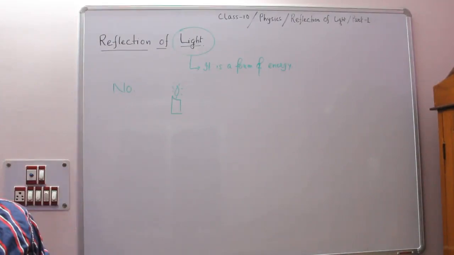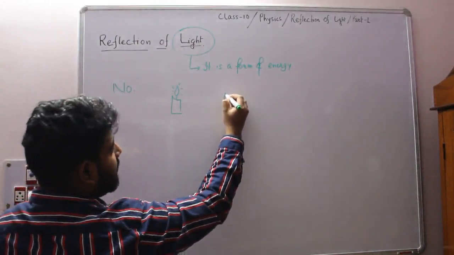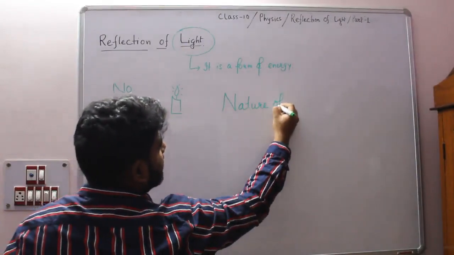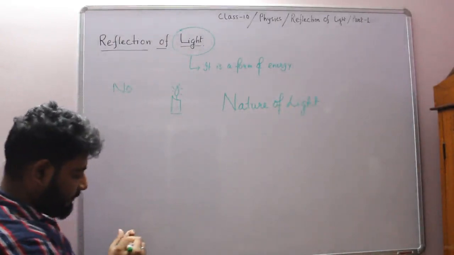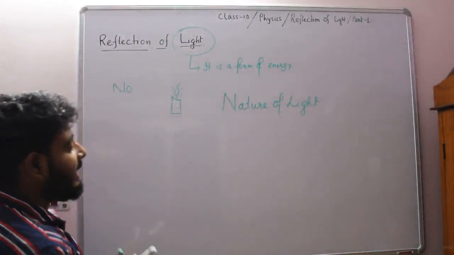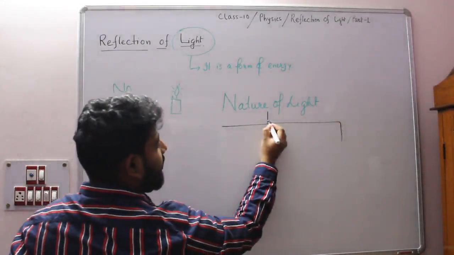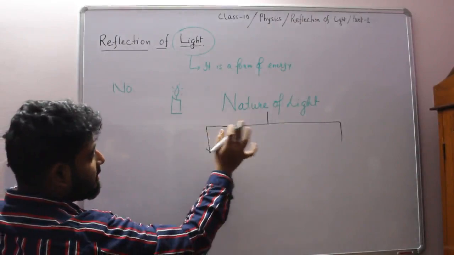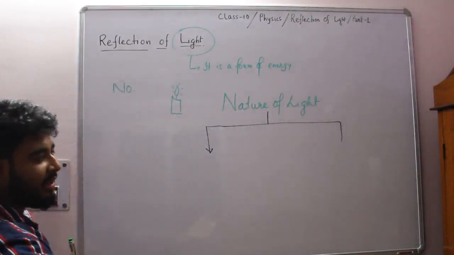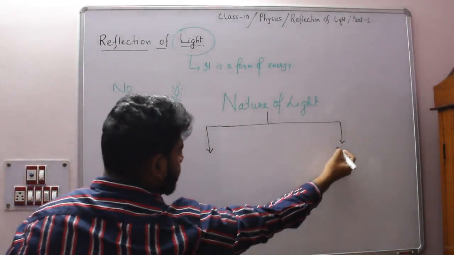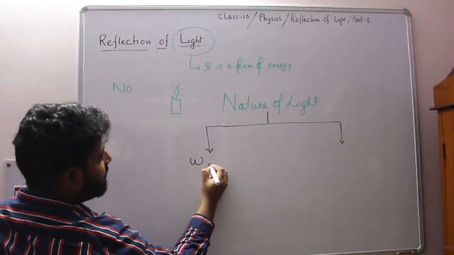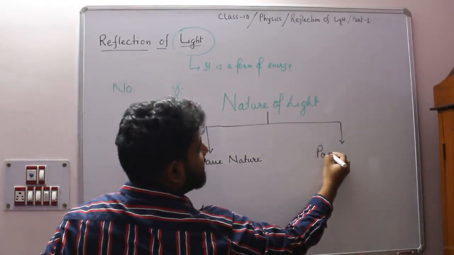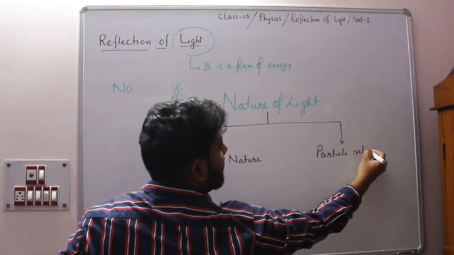Now there is a basic thing that is not there in your book, but I will be discussing this. What is the nature of light? See this very carefully because it is important. We know there are two natures of light, though you might not know. According to a theory, the nature of light is divided into two parts. First is the wave nature, and the second one is the particle nature of light.